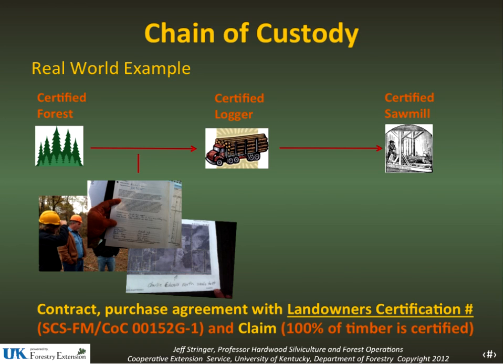Now this contract is also going to have a claim in it. What that means in certification jargon is it's going to say that 100% of the timber that's being purchased is certified. And that's not a hard thing to do because, if you've got a tract, a boundary, that whole boundary is going to be certified. A landowner may have multiple pieces of property and not all of them certified, but this particular boundary is going to be certified. So in the contract, it's going to say, this is the landowner, this is the certificate number for that landowner, and this is the claim. The claim is 100% of that timber is FSC certified.